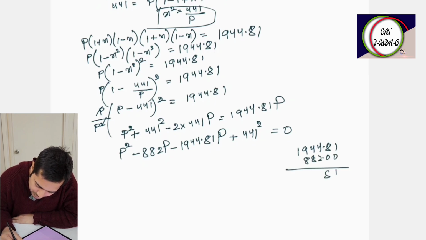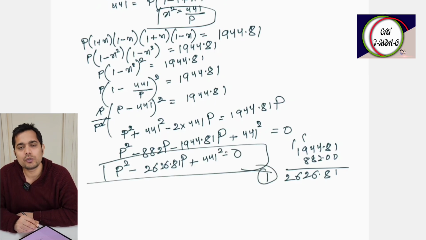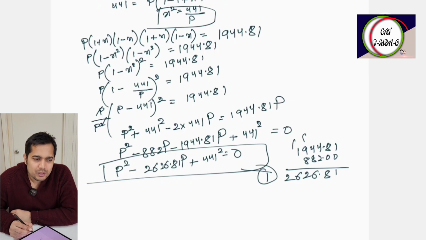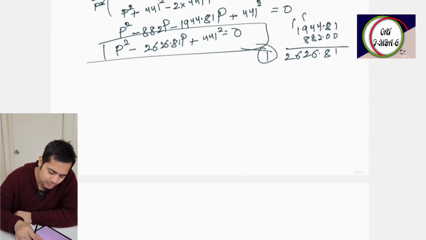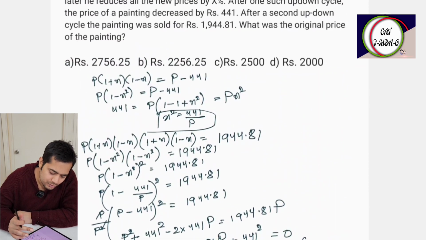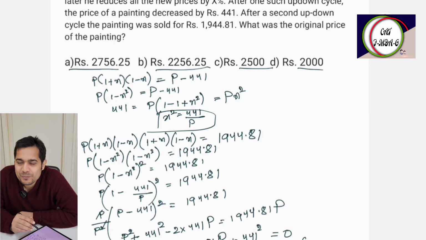Now we are going to solve it, so we can write it as P square minus 2826.81P plus 441 square is equal to 0. Now there are many ways to solve this equation to find out the answer of P. One method is you can start putting the options in the equation and you can solve this.